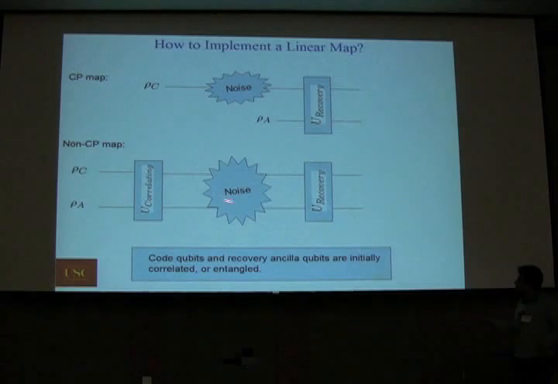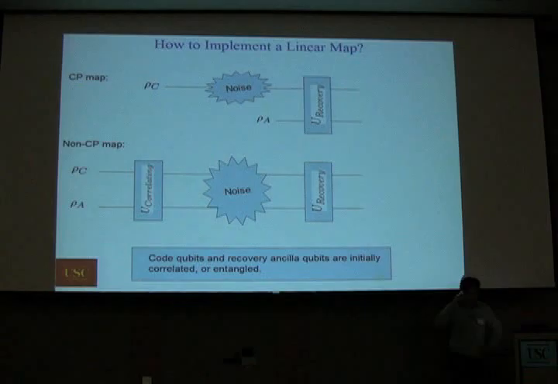In particular, if you look at this formulation, if the noise is only acting on the encoded qubit part, this is just a setup for entanglement-assisted quantum error correction. But when we are talking about computation, it doesn't make sense to assume that some qubits are not noisy and the others are noisy. So we need to assume that both are noisy. So this is the general setup, starting from the correlated encoded qubit and ancilla, then recovery.